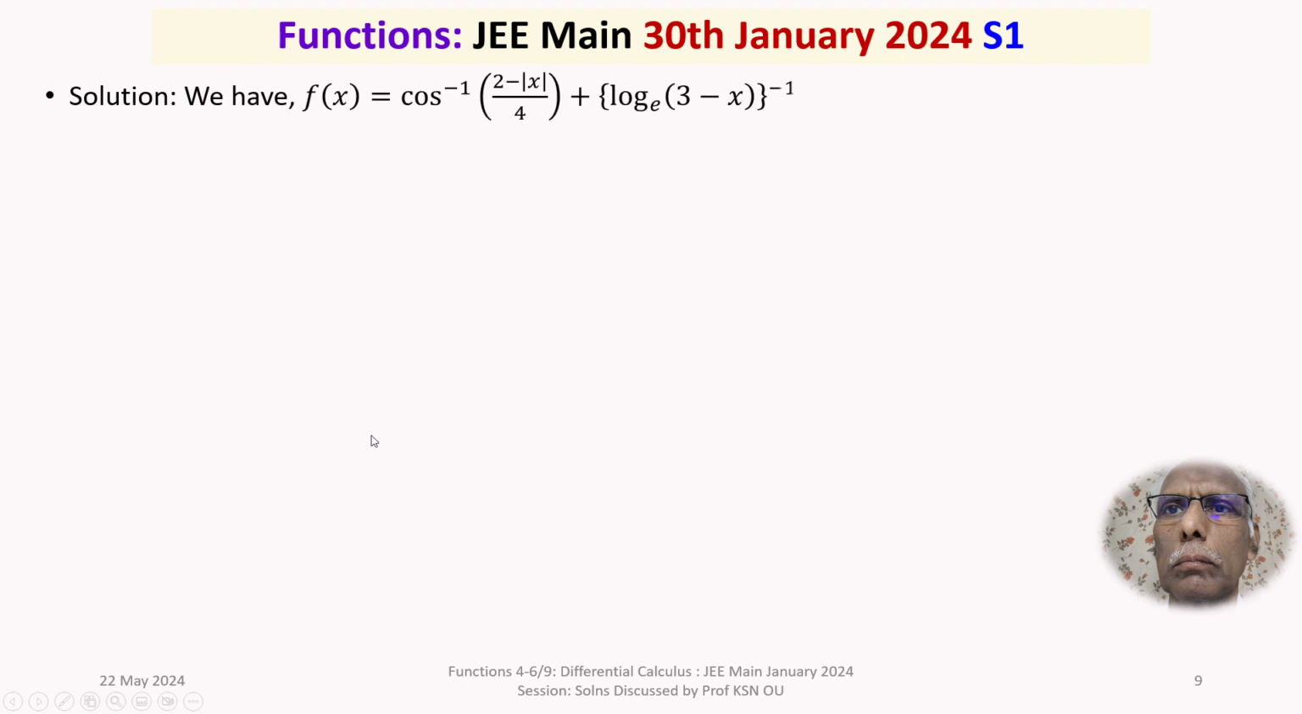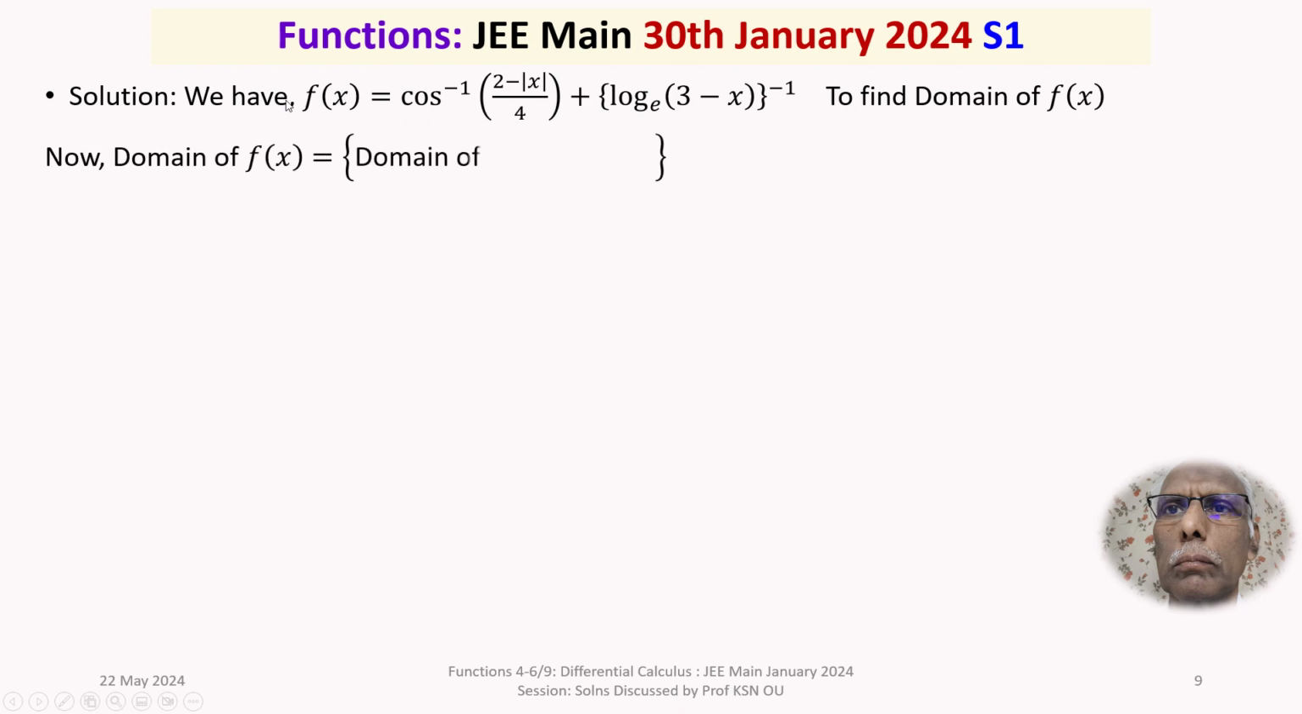Right. We have this function and required to find the domain of f of x. And recall, f of x is equal to g of x plus h of x. And how do we find the domain of f of x? The domain of f of x is equal to the domain of g of x intersection with the domain of h of x. So the domain of f of x is equal to the domain of the first function intersection the domain of the second function.